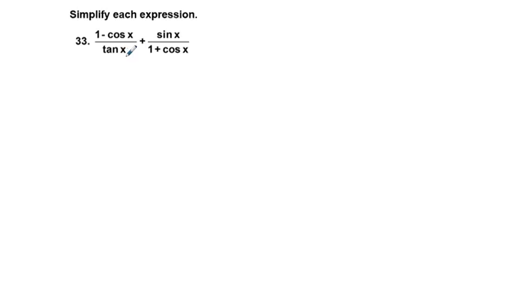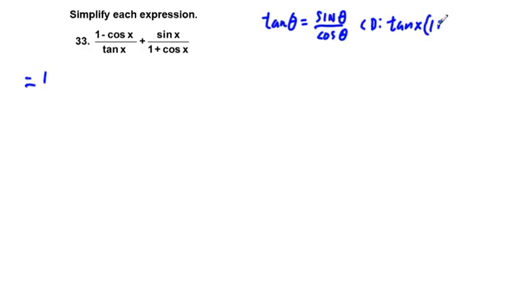We have (1 minus cosine x) over tangent x plus sine x over (1 plus cosine x). Now eventually we're going to use the quotient identity, tangent theta equals sine theta over cosine theta, but we're going to simplify first before using it. And so we're going to get a common denominator in these first two terms. In our common denominator, which I abbreviate CD, is going to be tangent x times quantity 1 plus cosine x.